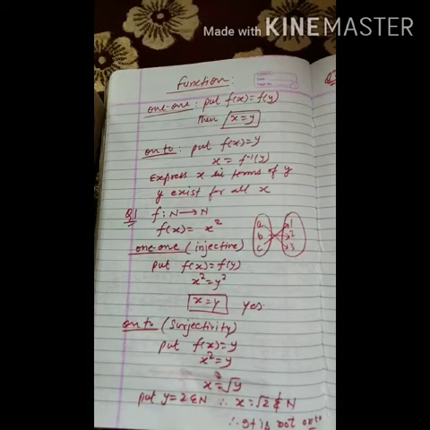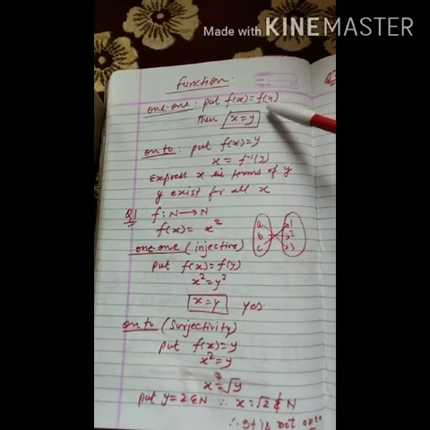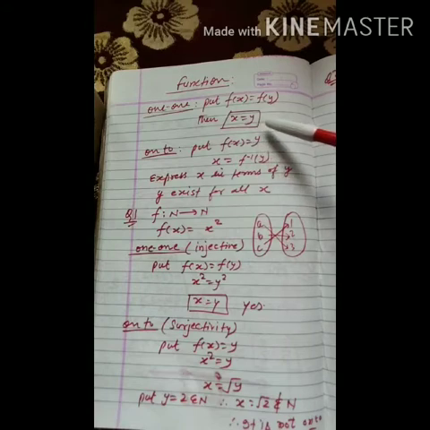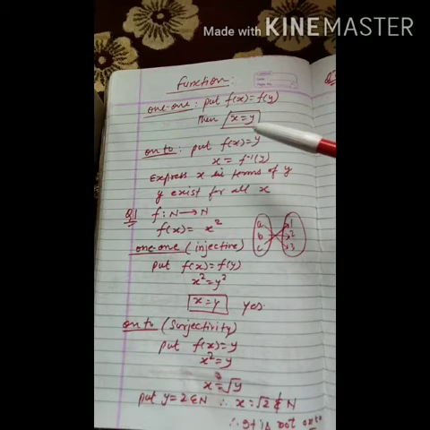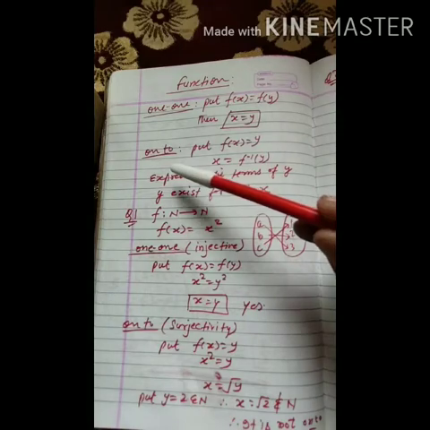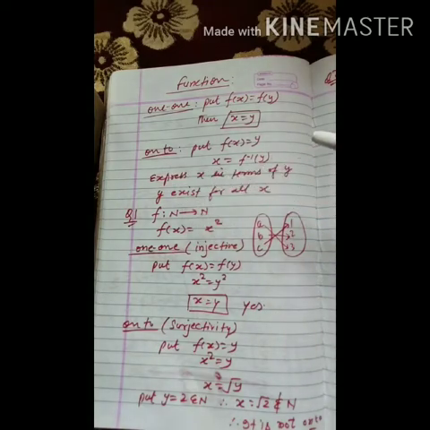The necessary condition for a one-one function is to put f(x) equal to f(y). After solving, we will get x equal to y. Then the function is said to be one-one. The one-one function is also called an injective function. The next function is the onto function, which is known as a surjective function.